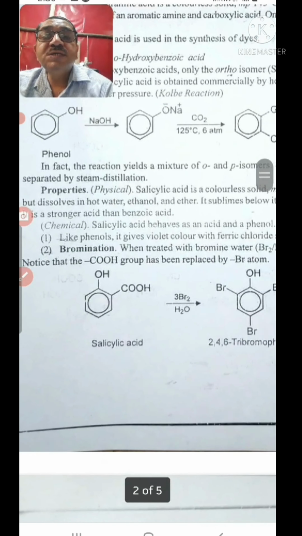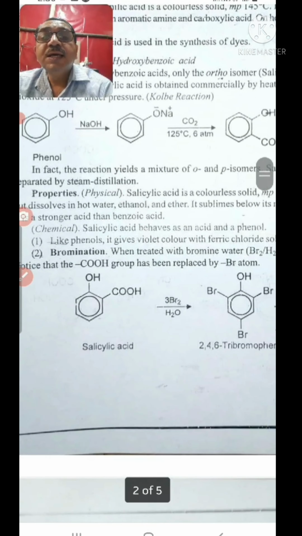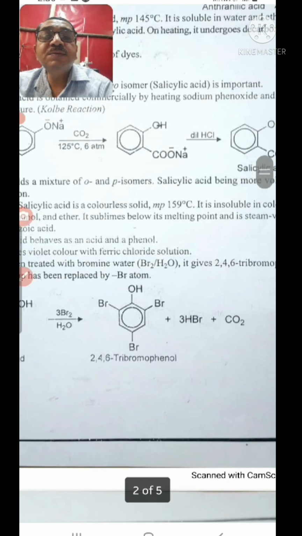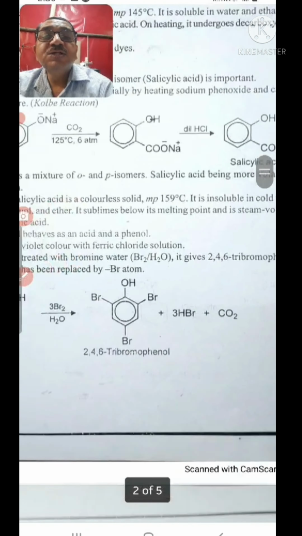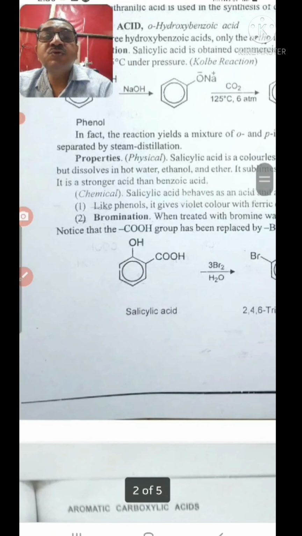Now considering the properties of salicylic acid: it is also a colorless solid having melting point 159 degrees centigrade. It is insoluble in cold water but dissolves in hot water, ethanol and ether. It sublimes below its melting point and is steam volatile. It is a stronger acid than benzoic acid.